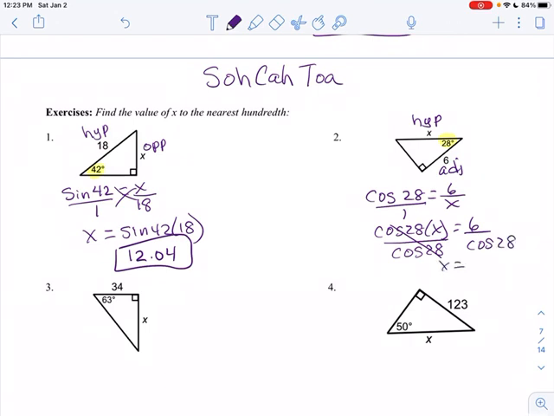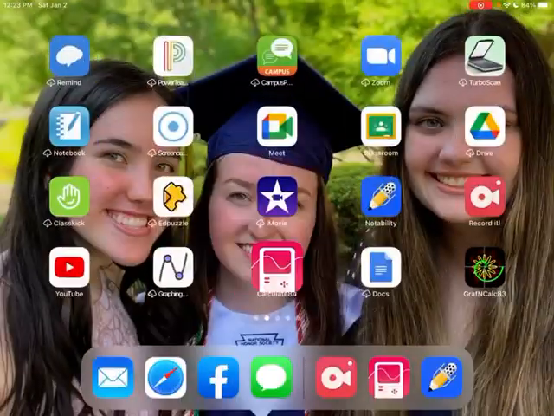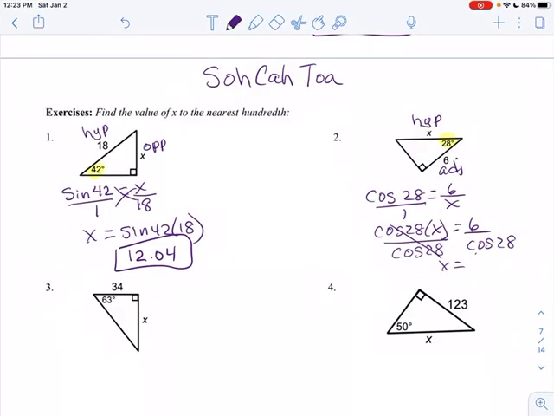So in my calculator, I'm doing 6 divided by cosine of 28. All right, so on the calculator, I got 6 divided by cosine of 28. And that's 6.795, and I have to round that to the nearest hundredth, so it's going to be 6.80.